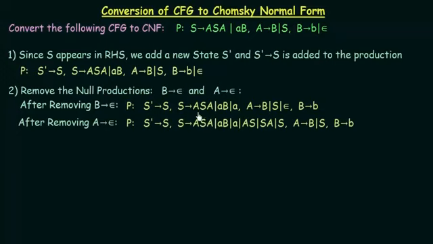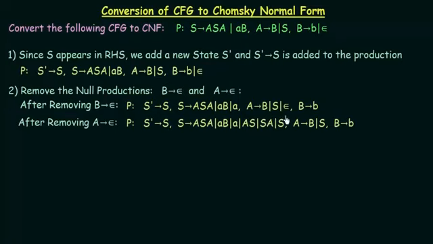And now from this ASA, if I remove the last A, then what do I get? I will just get AS. So I include the production AS. And now instead of removing the last, if I remove the first, what do I get? I will get SA, and that is a new production that I will add. And if I remove both the A's, I will just get a single S, and that also I have to add here. So I have added them all, and then from here I can remove the epsilon symbol.